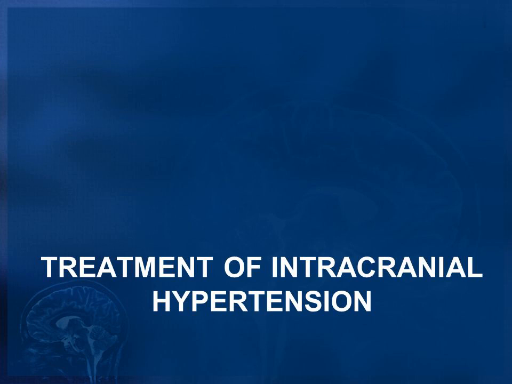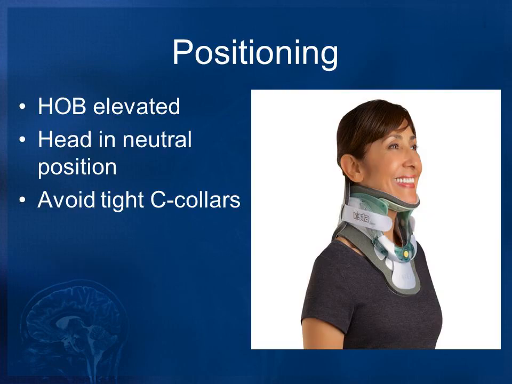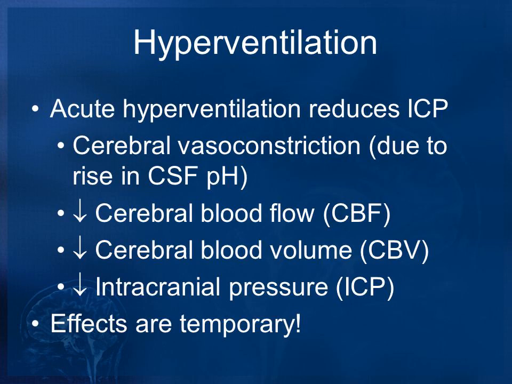Treatment of intracranial hypertension. Positioning: HOB elevated, head in neutral position. Avoid tight C collars. Hyperventilation. Acute hyperventilation reduces ICP.